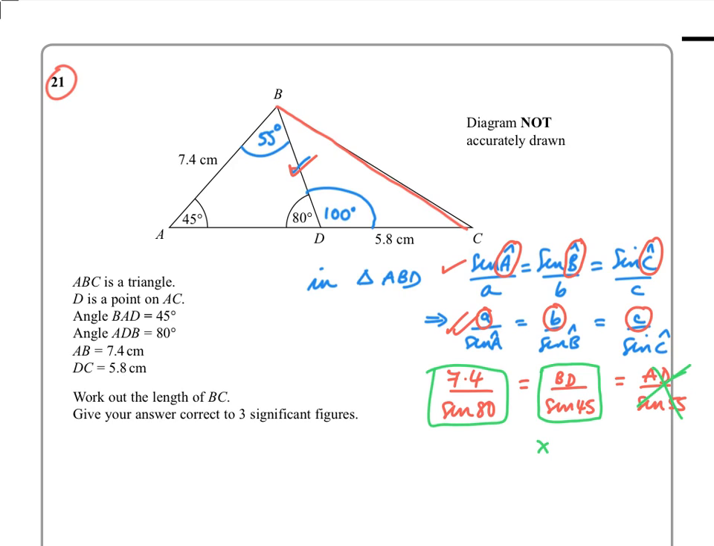You can just times both sides of this equation now by sine 45, and you would have BD equals 7.4 sine 45 divided by sine 80. And I strongly suggest when you use your calculator is to put a bracket around this and do it, and then divide it by sine 80.